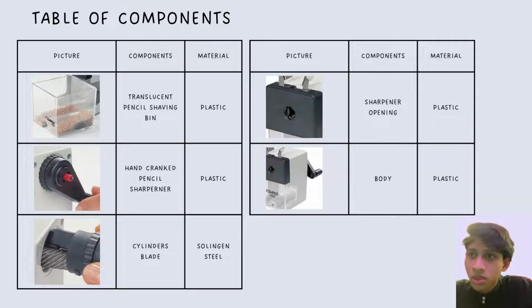Next is a table of components. So we have 5 components for our product. The first one is the translucent pencil shaving bin, which is made from plastic material. The second one is the hand cranked pencil sharpener, which is also made from plastic. And next is the cylinder blade, which is made from Solomon steel. The fourth one is the sharpener opening, which is made from plastic material. And the last one is the body itself, which is also made from plastic.